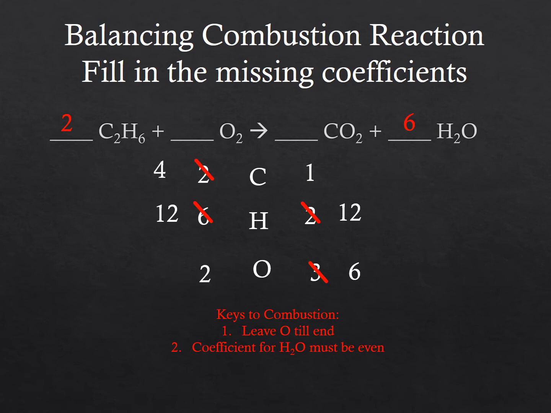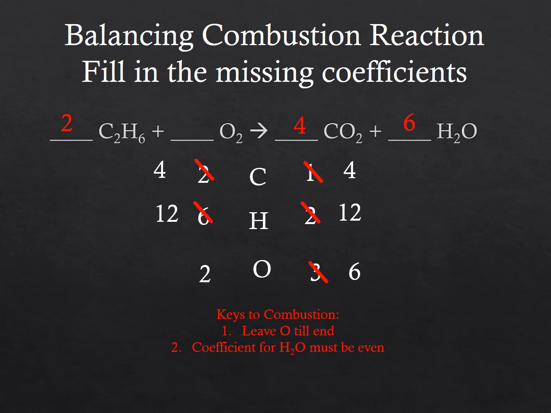Going back to the product side, we have hydrogens balanced, but now our carbon is not. So we need to change the carbon to 4 because there's 4 on the reactant side. So 4 times 1 is 4, and that gives us 4 carbons. So carbon's balanced, hydrogen's balanced, now oxygen's not.